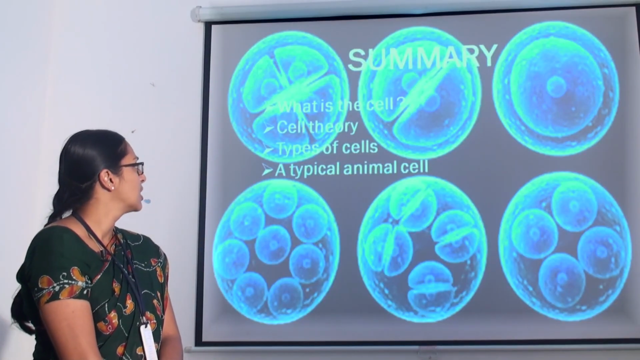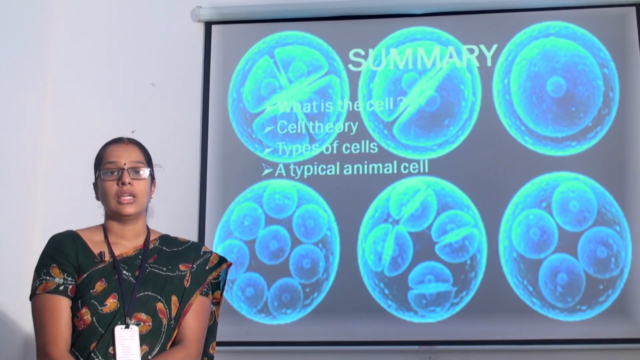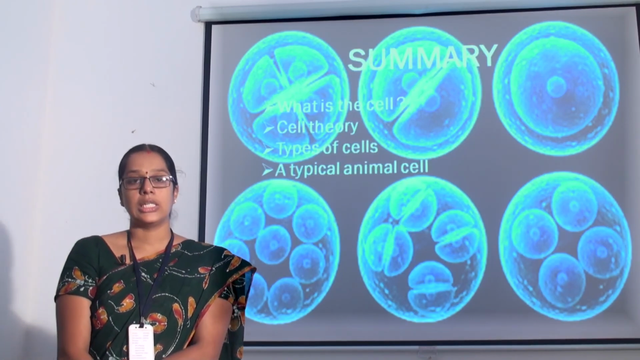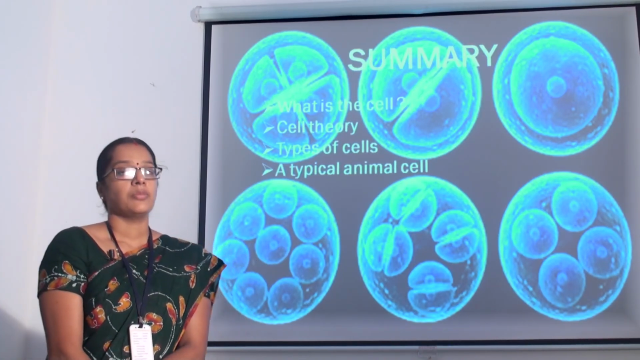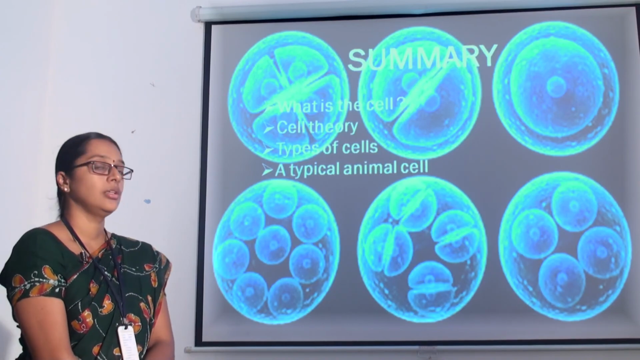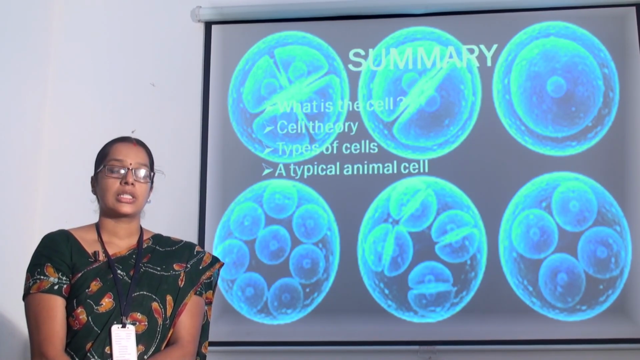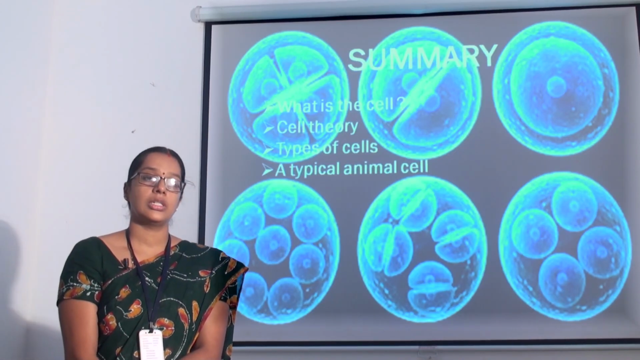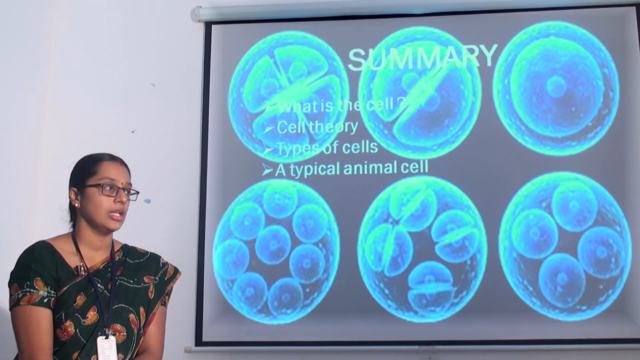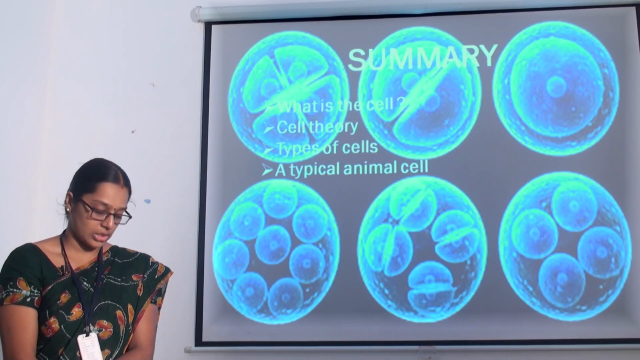Next one is the cell theory. Cell theory was proposed by Schwann and Schleiden. Types of cells: prokaryotic and eukaryotic cells. A typical animal cell contains all these organelles inside it, and they do their own function.